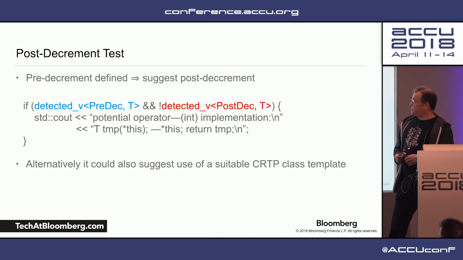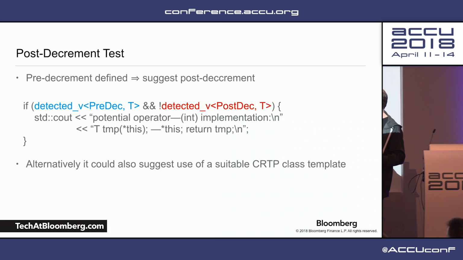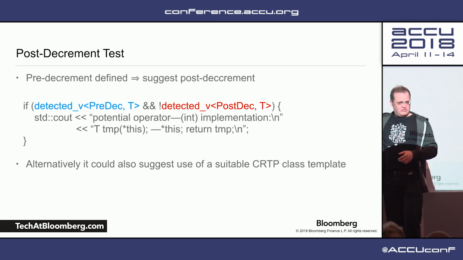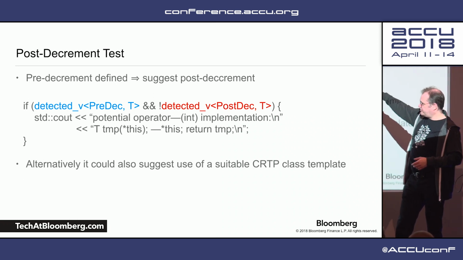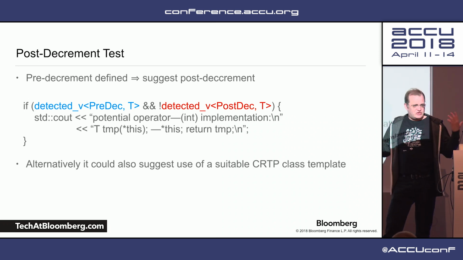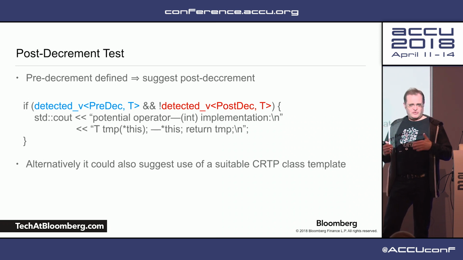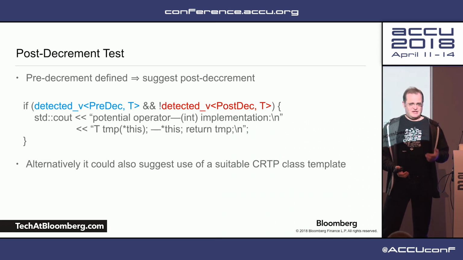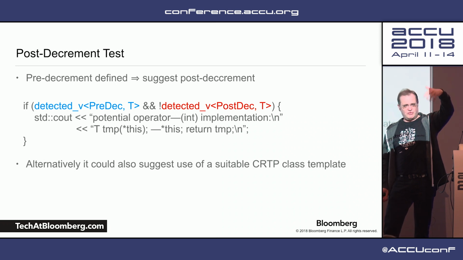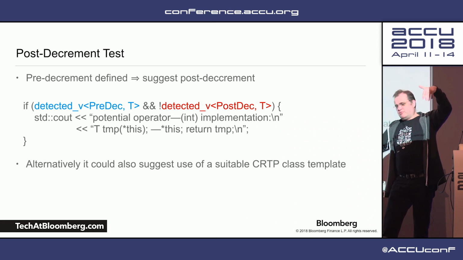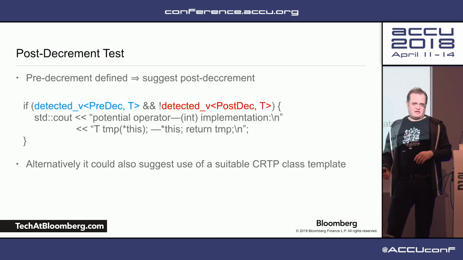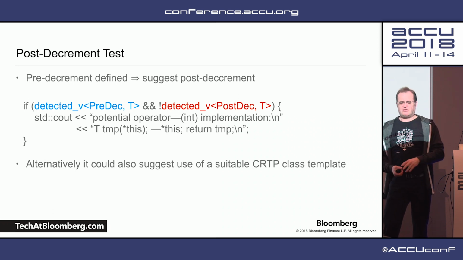So the post-decrement test, for example, could also be written to say, well, if I've detected a pre-decrement and a post-decrement, then I can actually use this implementation. So you can actually suggest implementations. Obviously, some people might go and say, oh, that's not the way to do it. You actually want to do a CRTP thingy where you basically just define a minimal set of operations. Sure, if you have that, suggest that instead. And then people could just go and say, implement that.